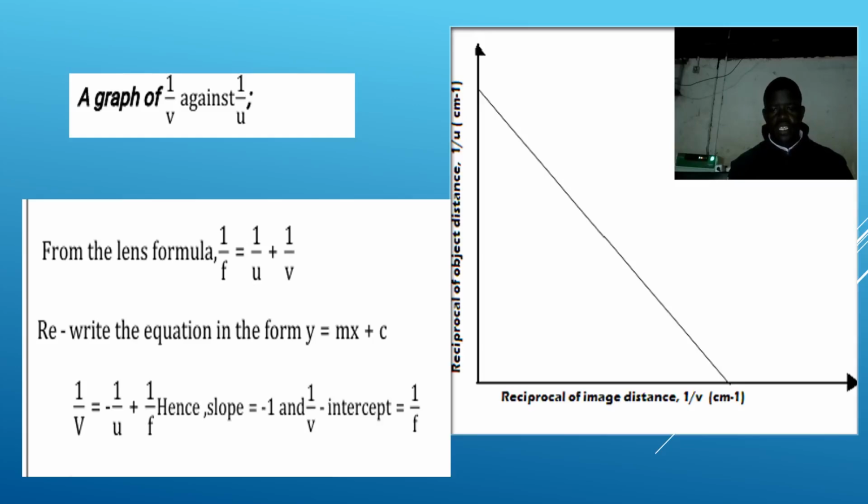So it will be a graph that looks like the one shown here, and from there we can get f because any intercept will give us 1 over f.